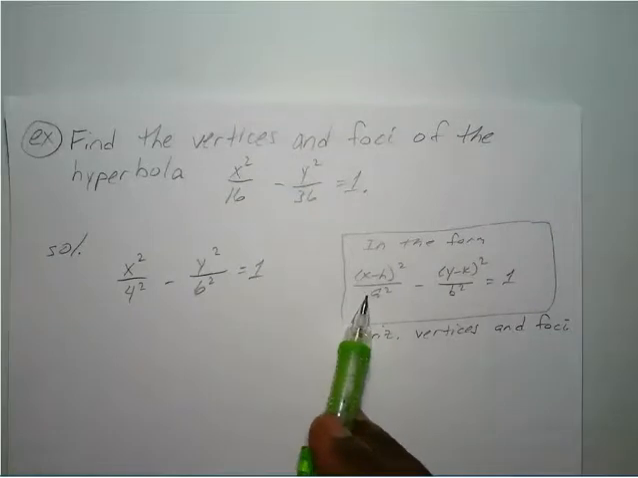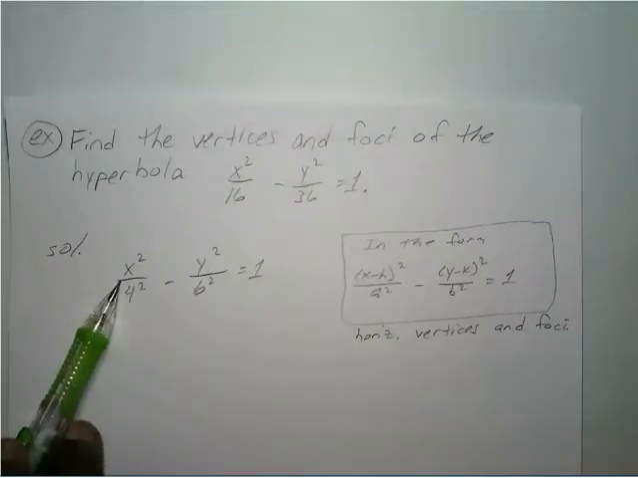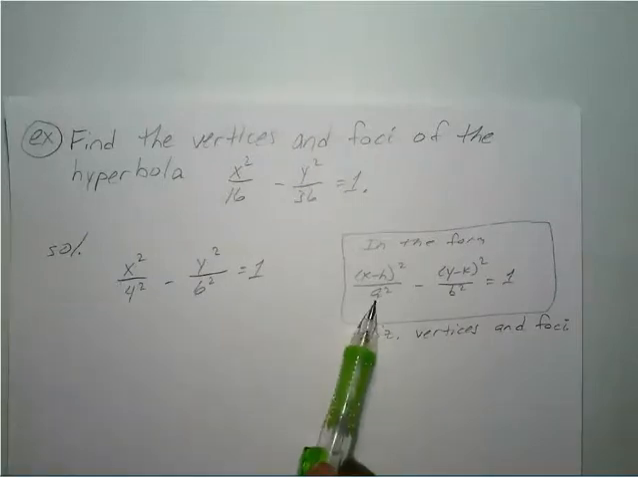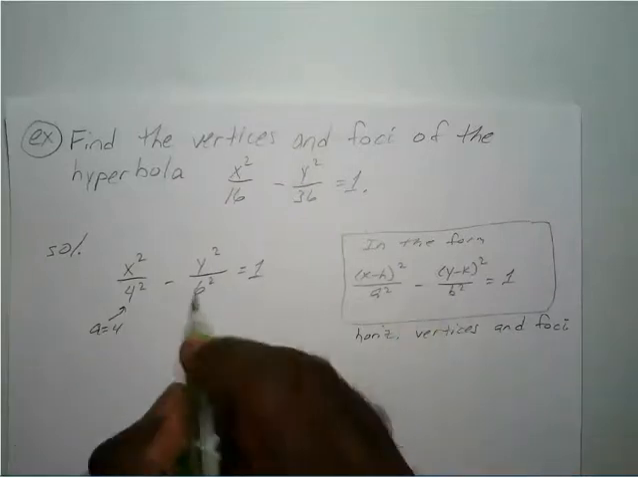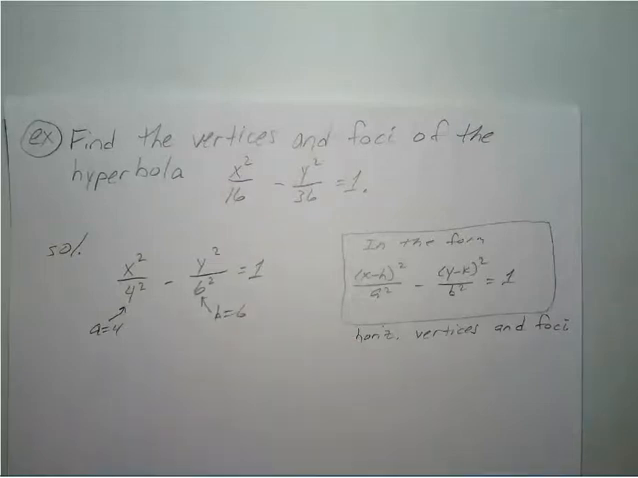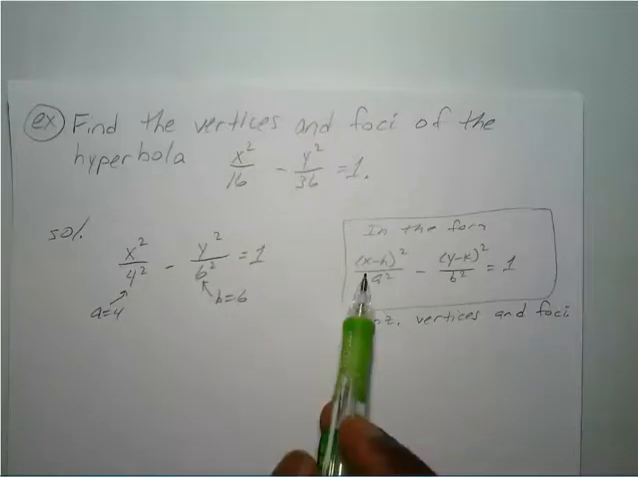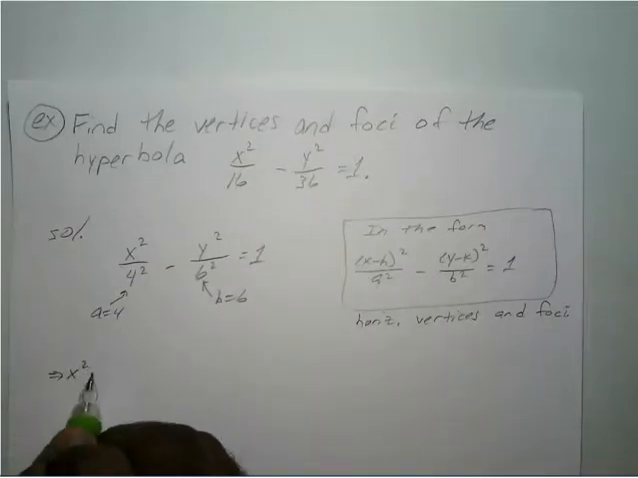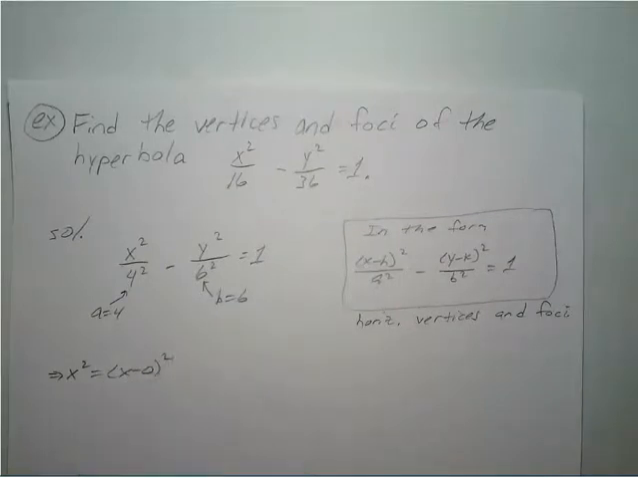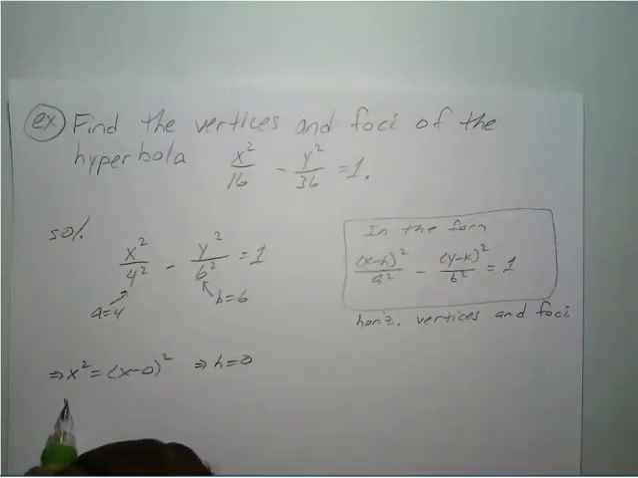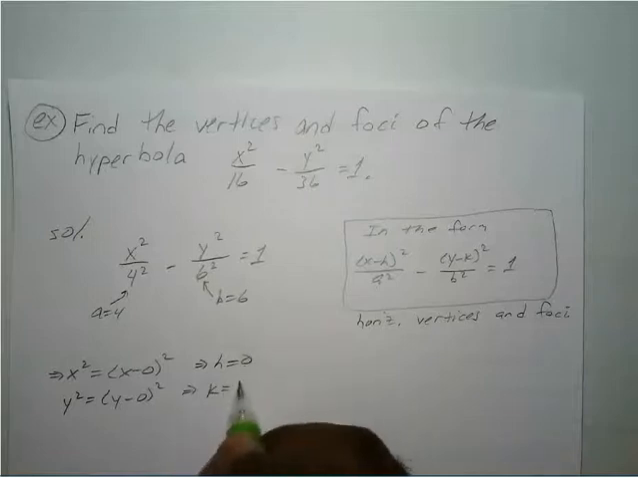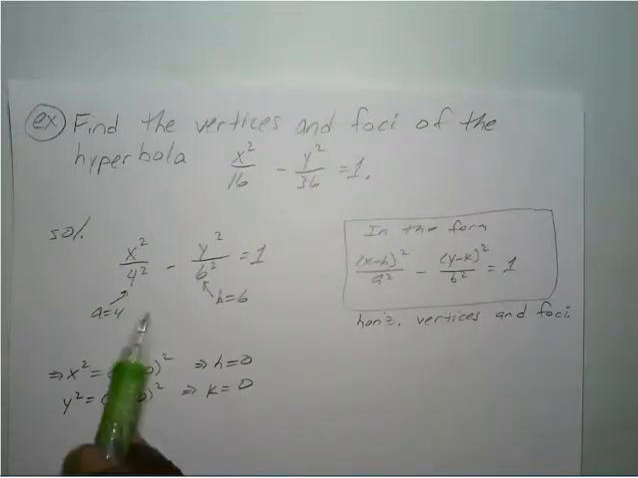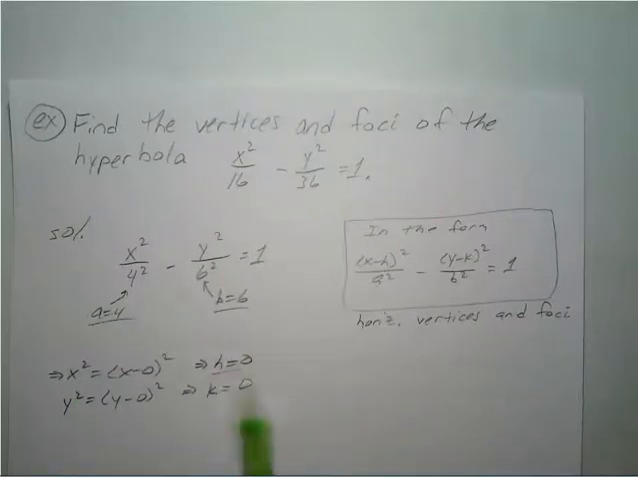Now since it's in this form and your x squared is the positive term, you know that the value under that, your a, is equal to 4, and your b is equal to 6. Once again, we know that x squared is the same as x minus 0 squared, so our h is equal to 0. Same thing with our k: y squared is the same as y minus 0 squared, so our k is equal to 0. So far we know our a, our b, our h, and our k.